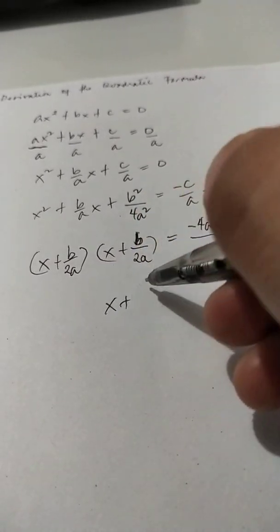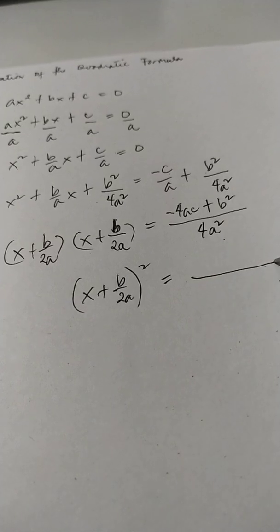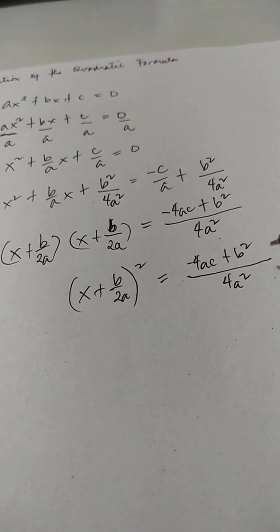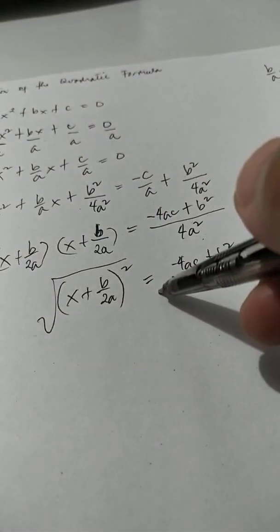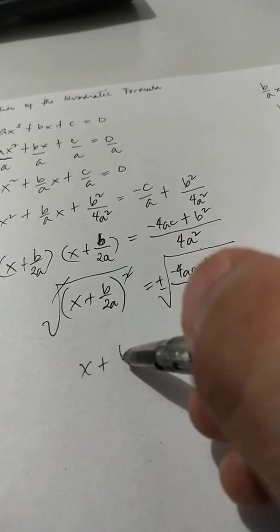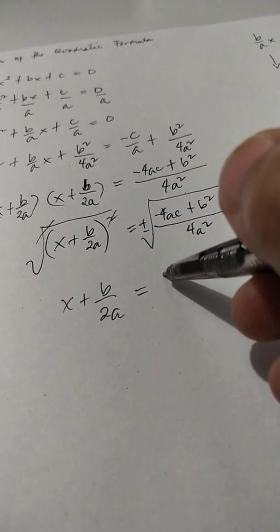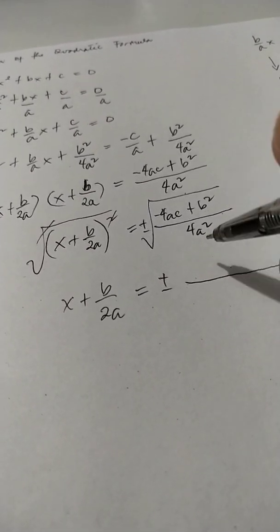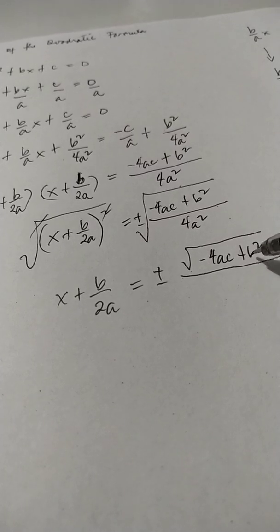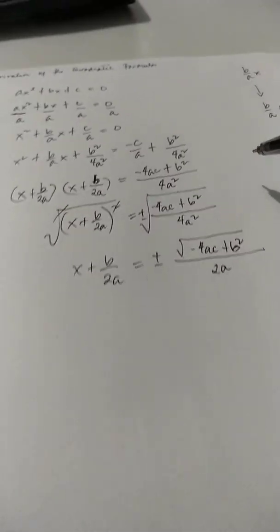Then we have x plus b over 2a squared is equal to negative 4ac plus b squared all over 4a squared. Extracting the square root of both sides of the equation, we have x plus b over 2a is equal to positive or negative square root of negative 4ac plus b squared. Then the square root of 4a squared is 2a.